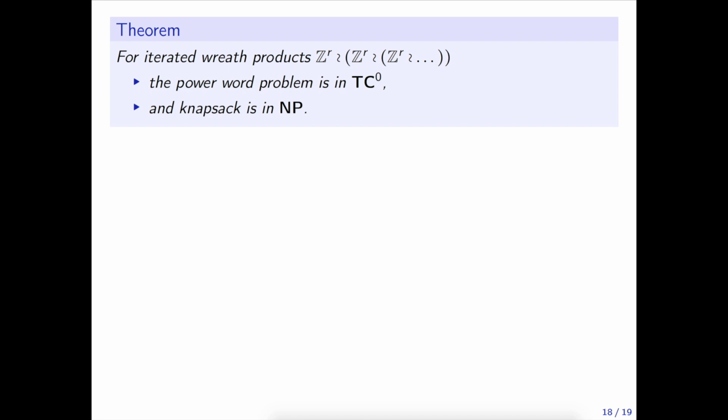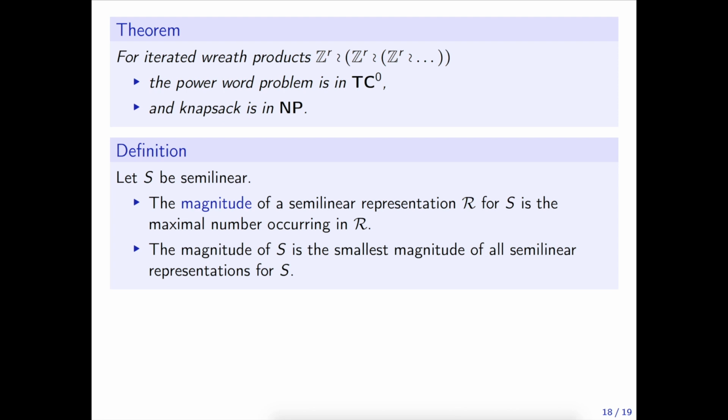Let me comment on this theorem a bit. So we already know that these groups are knapsack semilinear, since the abelian groups Z to the r are knapsack semilinear, and knapsack semilinear groups are closed under taking wreath products. We strengthen this statement by showing that the solution sets of knapsack equations over these groups in fact have small magnitude. So here's the definition. If S is a semilinear set, then the magnitude of a semilinear representation R for S is the maximal number which occurs in R. And the magnitude of S is the smallest magnitude of all semilinear representations for S.